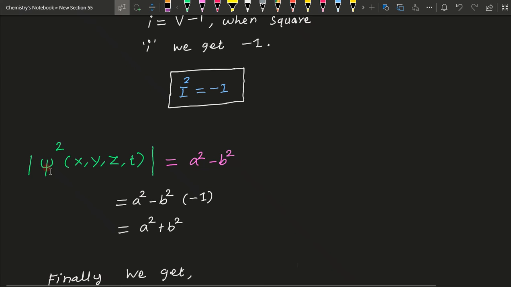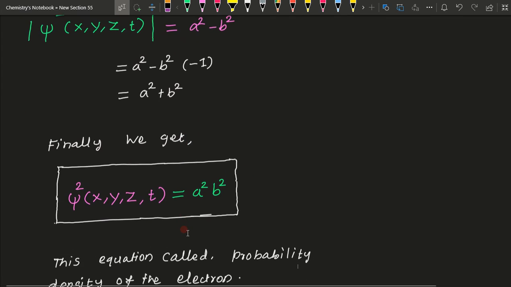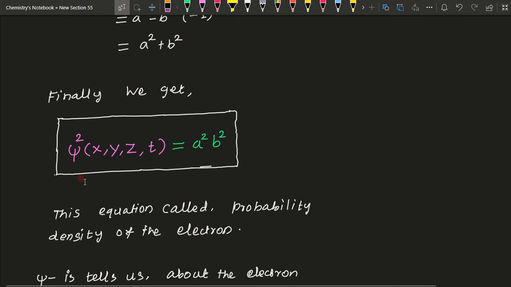After multiplying, the modulus form equals a square minus b square times minus 1, so we get a square plus b square. Finally we get modulus psi square(x, y, z, t) equal to a square plus b square. This equation is called the probability density of the electron.